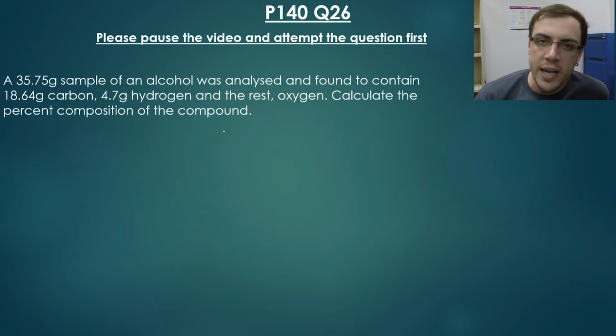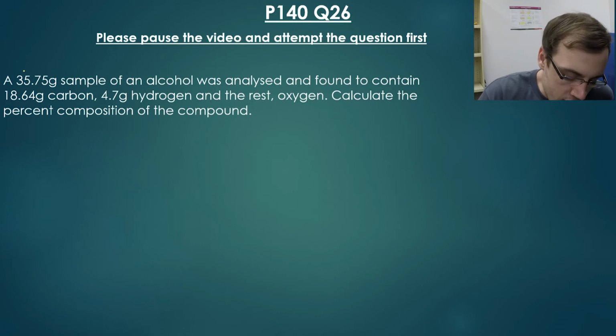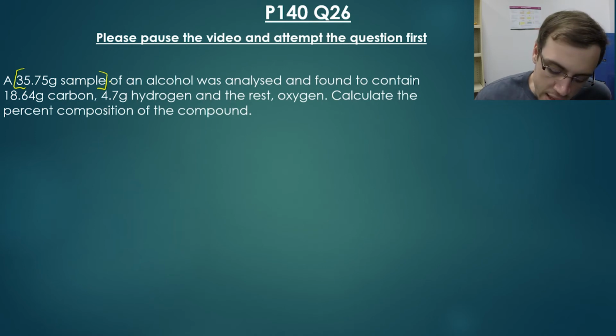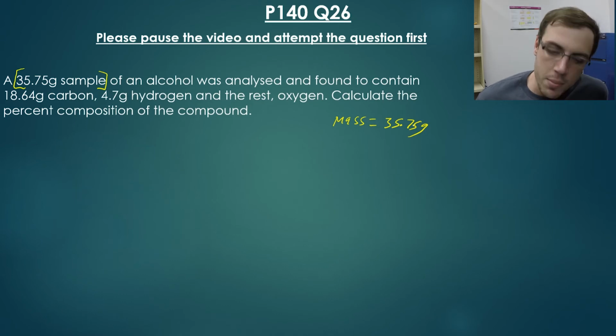Okay, so a couple of things are jumping out at me here. The first one is a 35.75 gram sample. So that means the total mass is going to be 35.75 grams. Now, because this alcohol consists of carbon, hydrogen, and oxygen, we know, but they're being a bit sneaky here because they're not giving us oxygen. But that's okay, we don't need it. Because we know the total mass is 35.75 grams, and we know 2 of the 3 masses of our elements, we can simply deduct them from the total mass.